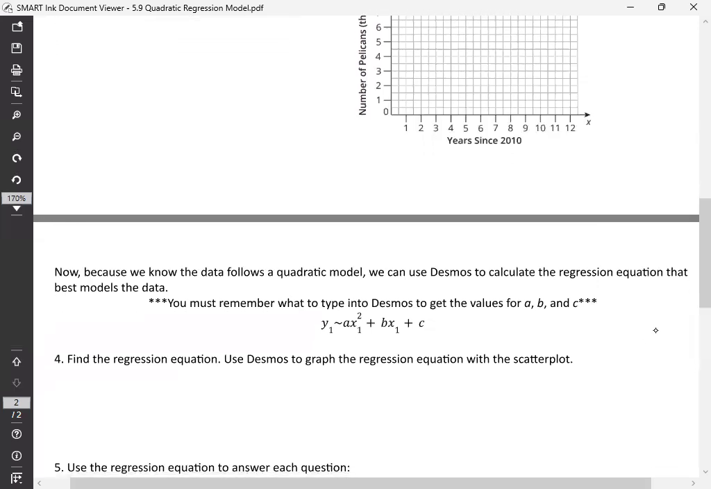And then once we get it graphed, it says, now because we know the data follows a quadratic model from the picture on Desmos and just from knowing the trend in those y values, we can use Desmos to calculate the regression equation that best models the data. We're coming up with a quadratic equation that when we graph it, is going to best represent all of our scatter plot points. And then there's a little note there that you have to remember what to type into Desmos. Super important. I'll talk more about that when I get to Desmos. So first, let me go ahead and plot those points so that we can see what it's going to look like.